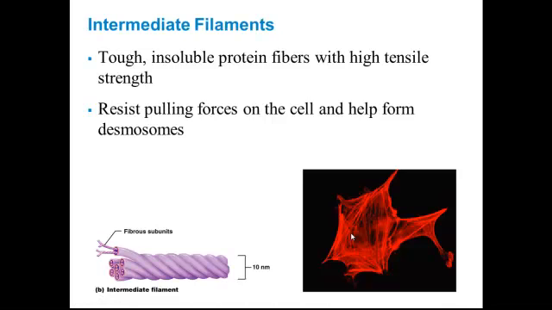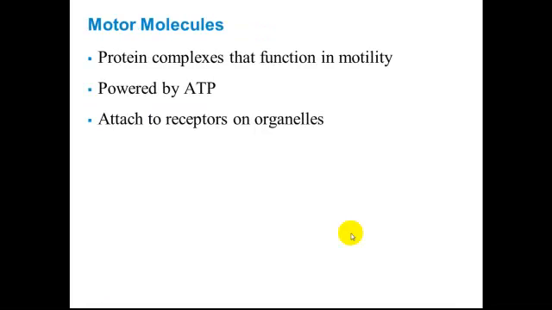So cells can actually move, and they can move things within them. So when those vesicles we see going to exocytosis, they don't just float. Okay? Most of these are actually moved around using motor molecules. These are protein complexes that help to have motility within the cell. They utilize energy in the form of ATP, and these attach to receptors on organelles.